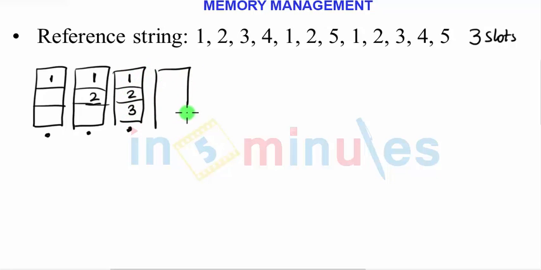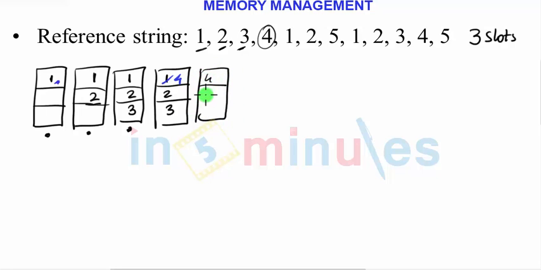Now the next thing is 4. So 1 gone, 2 gone, 3 gone. Next entry is for 4. Now we have 1, 2 and 3. In this case, as per the rule of FIFO, first in, first out, the entry for 1 was made initially, so 1 would be replaced by 4. Again with the next, what we have is 4, 2, 3.